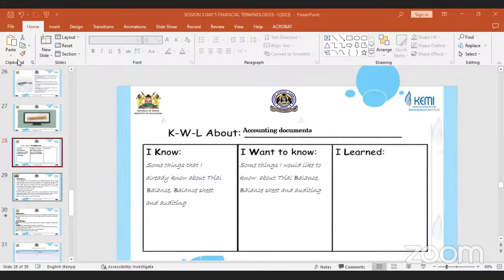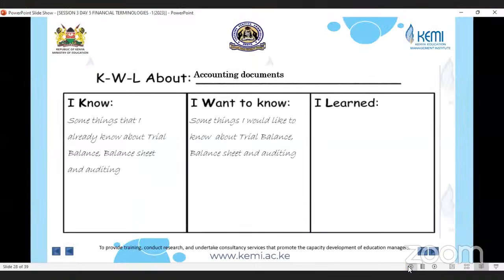So I trust you can see my screen. Madam Nancy? We can see it, Mr. Kisilu, you work on slideshow. Yes, slideshow. So thank you very much. So can you zoom? Are you in a position to zoom? Let me see. It's not visible. The writings are small.